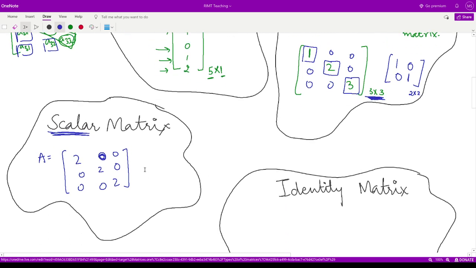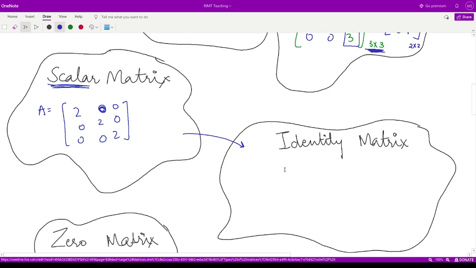Okay, and moreover, if I take a more particular case of the scalar matrix, if the entries are just 1 and nothing else, so that means I am saying we have all zeros except the diagonals. So at the diagonals we surely want the number 1. So this is for a 3 cross 3 matrix. For a 2 cross 2 matrix it would be 1, 0, 0, 1, right? This is 2 cross 2.